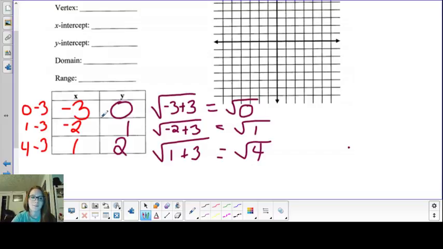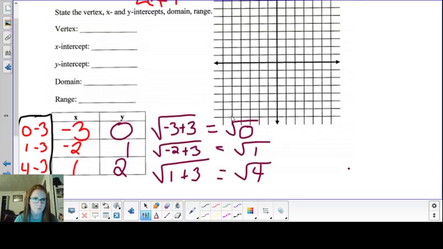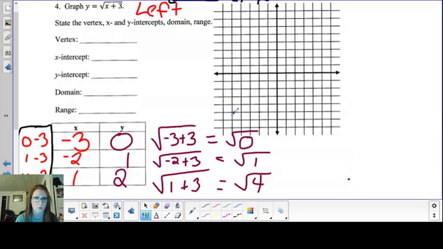So what we did by doing this little part here is we manipulated the x values so that when I went to find the square root, I'd have nice, pretty answers. We like pretty answers. We like whole numbers. Okay, so my vertex is going to be at negative 3, 0.